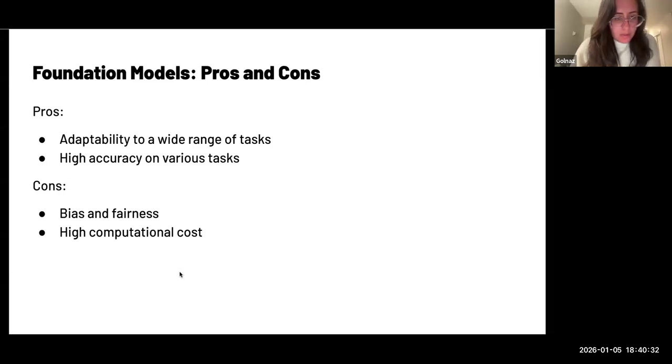So that was about foundation models and text and language data, and in general, these big models that are good at doing many different tasks.